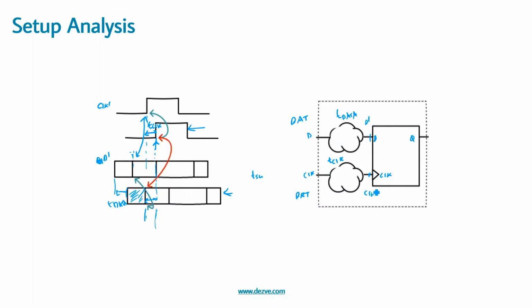Now for setup to be met, what we are trying to say is this delay, correct? So if we say data required time, this particular thing, minus data arrival time, correct? What we are saying is the clock should come sufficiently after the last change of data has stabilized, correct? And that stabilization margin should be greater than T setup, right? So this is basically the setup analysis for this particular circuit, and we will reuse this data arrival time, data required time terminology going forward.